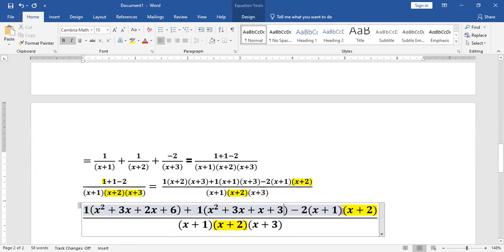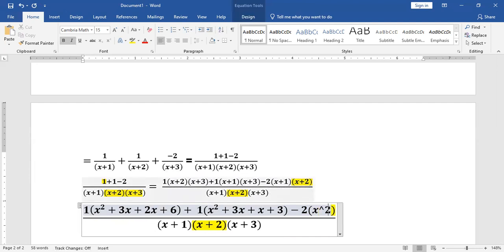I'm expanding on the last part. X multiplied by x, it shall be x squared. X multiplied by 2, 2x. One multiplied by x, x. 1 multiplied by 2, 2, like that.